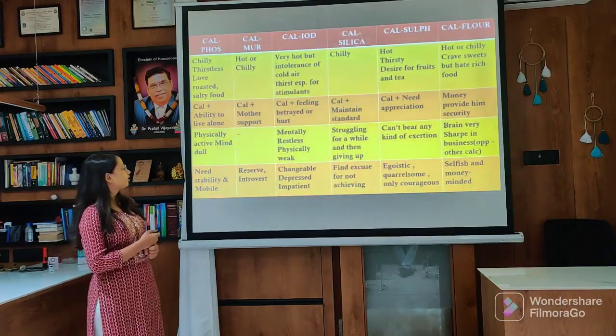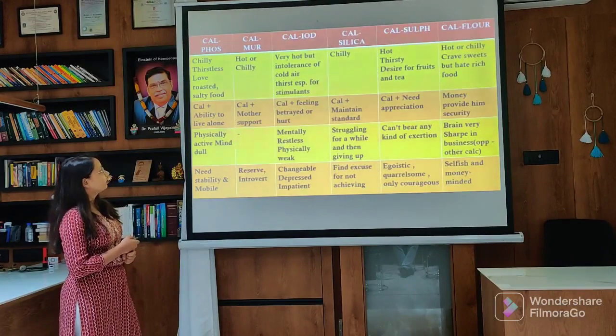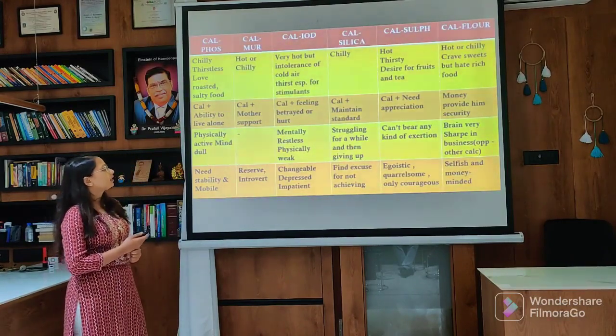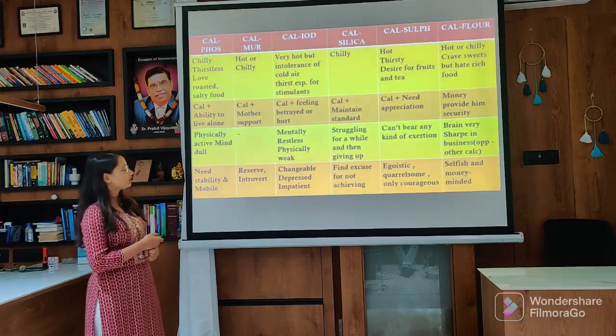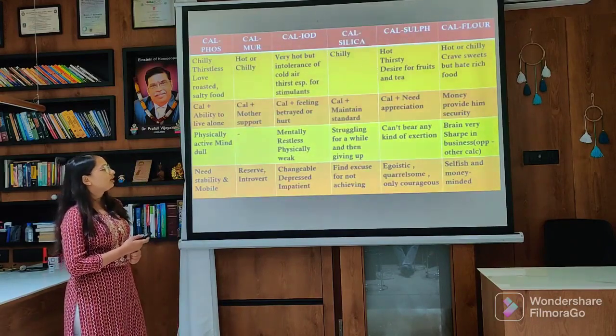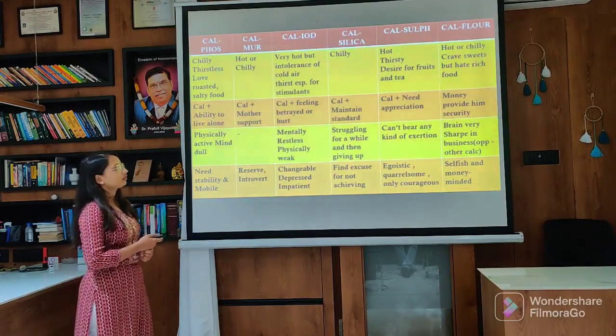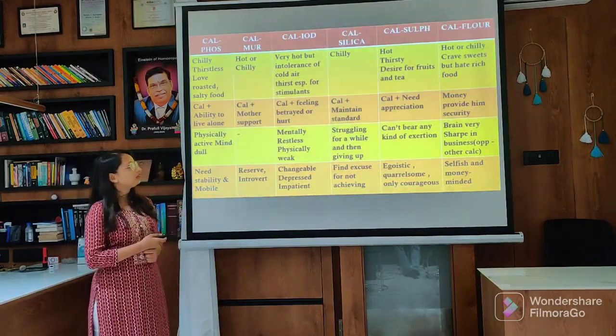Calcarea muriatica, very reserved and introverted. Calcarea iodata, changeable, depressed and impatient. Calcarea silicata, finds excuses for non-achieving. Calcarea sulphurica, egoistic, quarrelsome, the only courageous Calcarea. Calcarea fluorica is selfish and money minded.